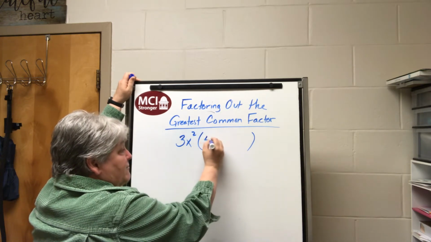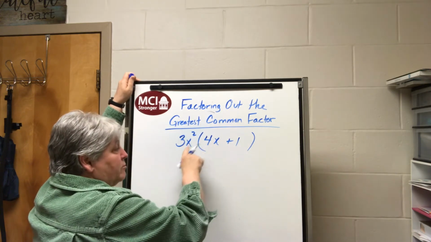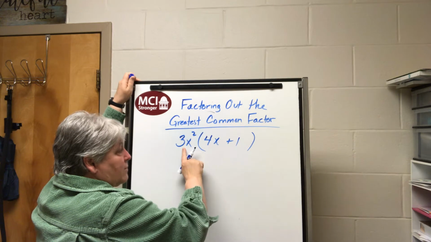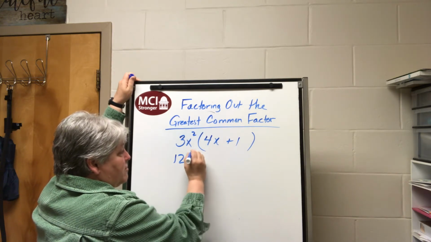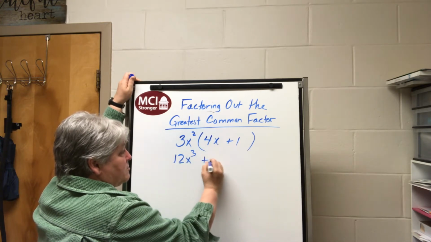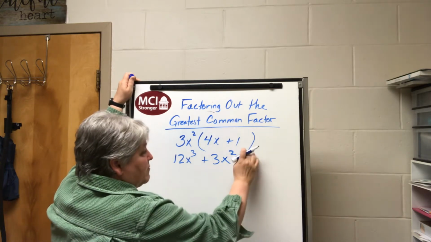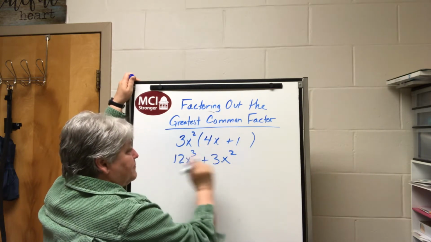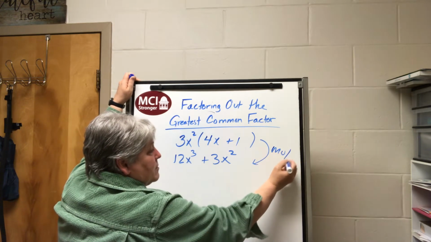You probably had a 4x plus 1 in here, and you distributed to both terms. So 3x squared times 4x is 12x to the third. And 3x squared times a 1 is plus 3x squared. So going from this stage right here to this stage is called multiplying.